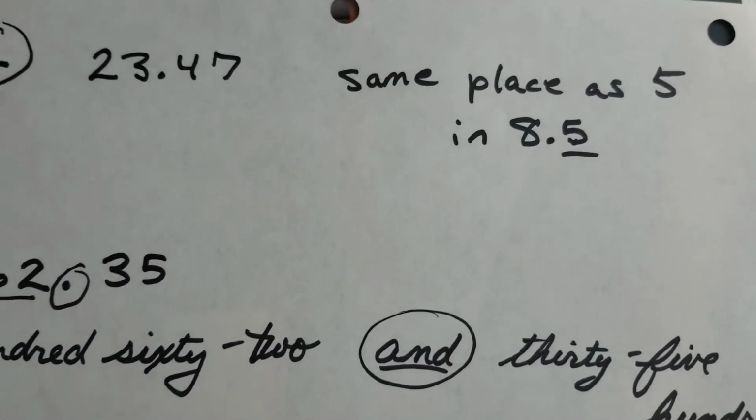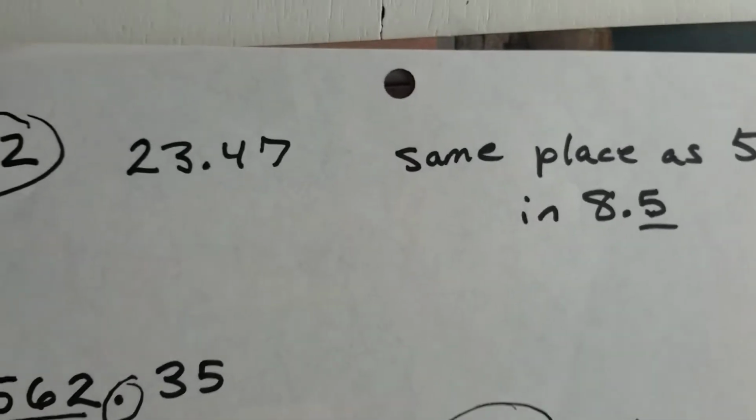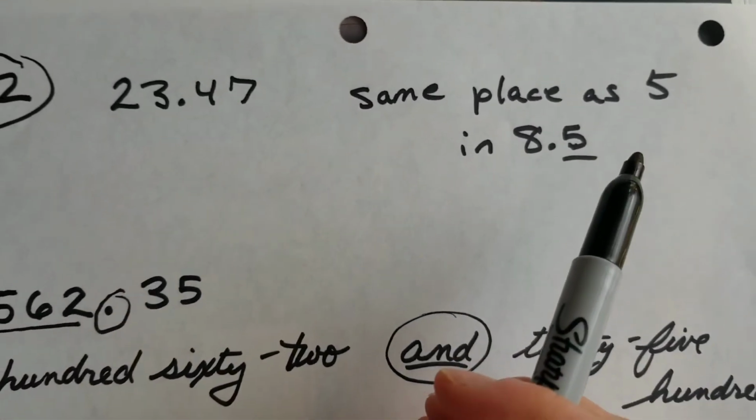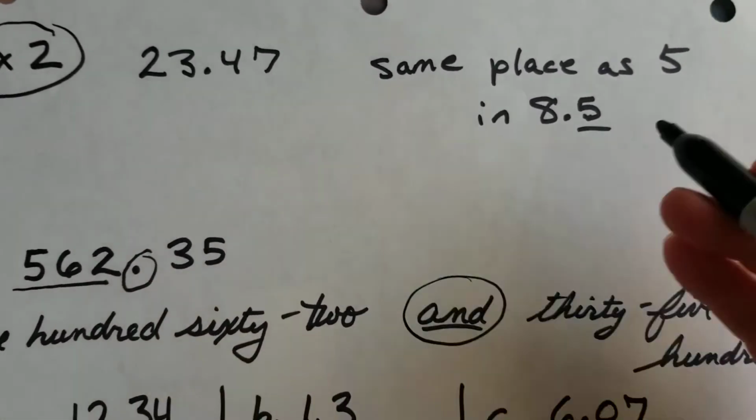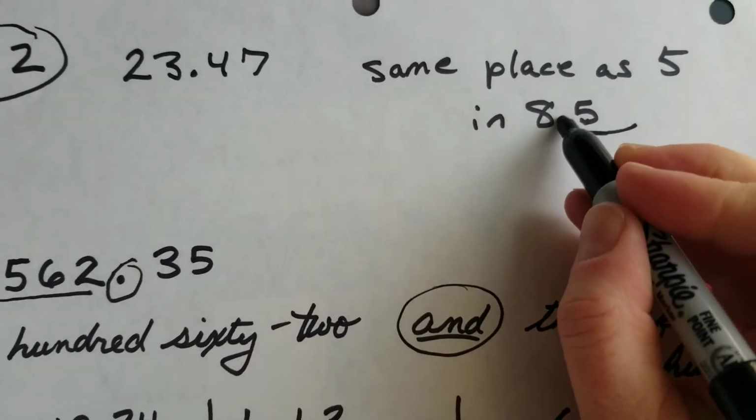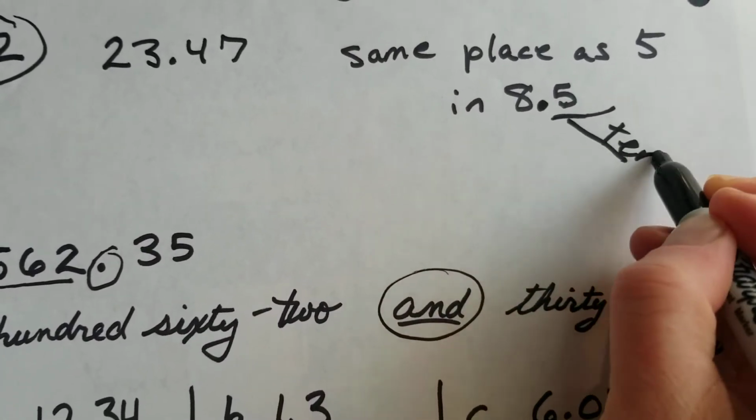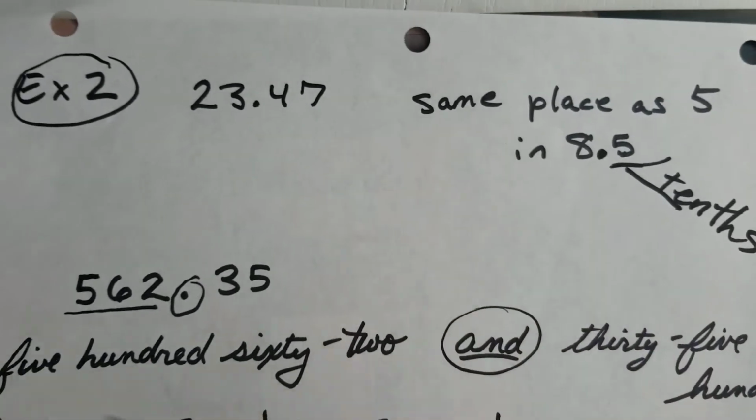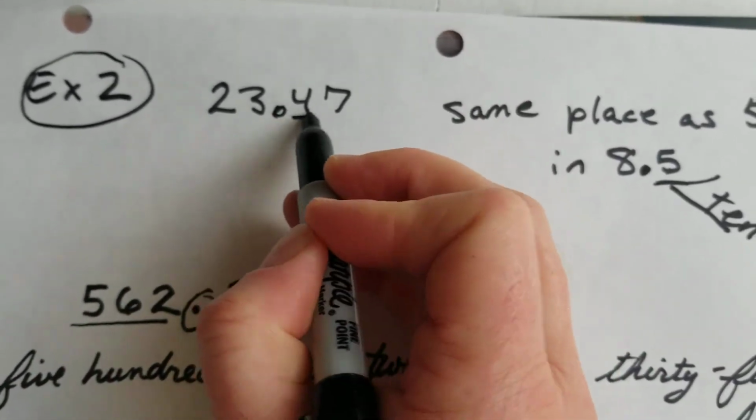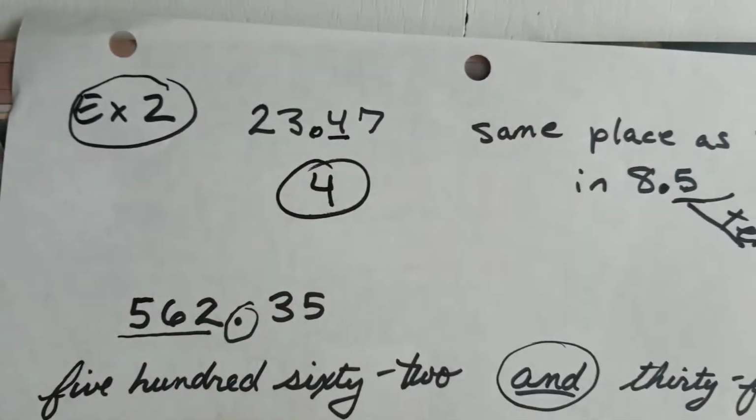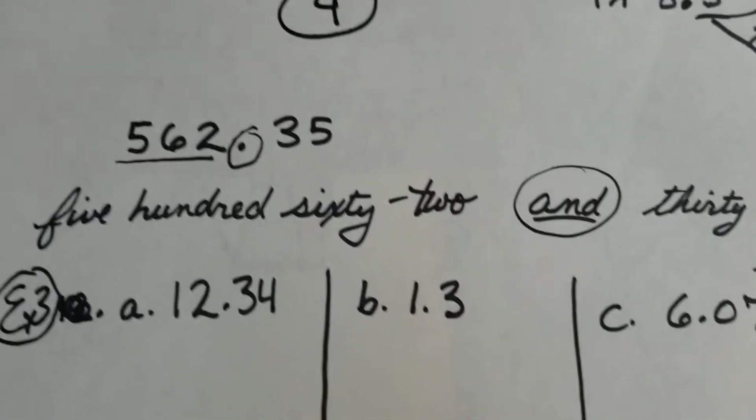Example 2: they are looking for which number is in the same place as the 5 in 8 and 5 tenths. This is to the right of the decimal. This is in the tenths spot. So which number is to the right of the decimal in the tenths spot? The number is 4. 4 tenths.